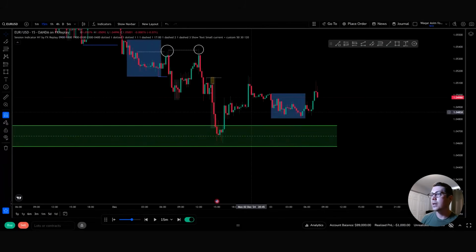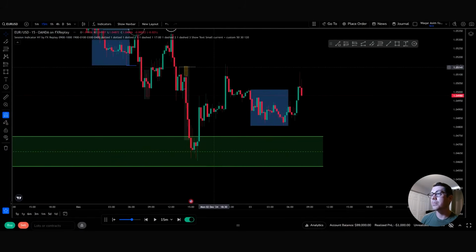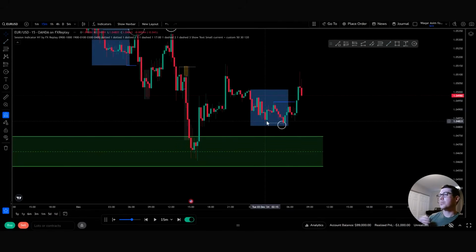So now let's see if we can see any sort of inducements. We have inducements on both sides, but the most recent one was to the upside. So we took out this low, induced this low, and formed a break of structure to the upside. So the most recent price analysis is we reacted off a 1 hour level.